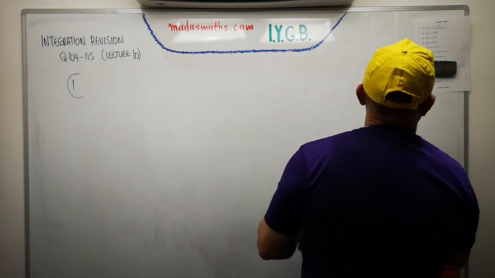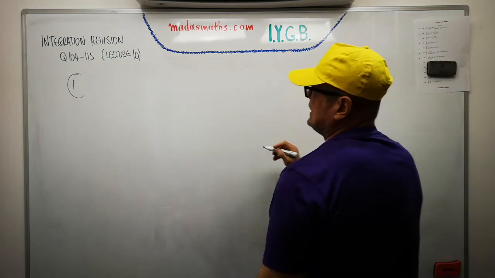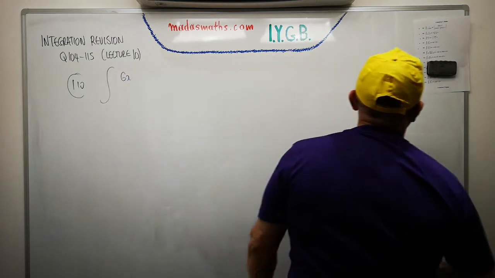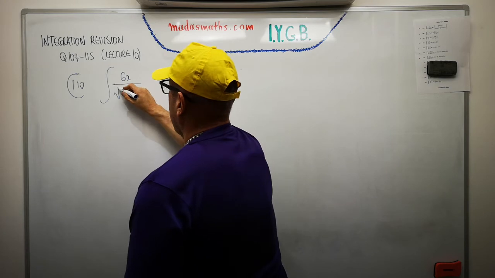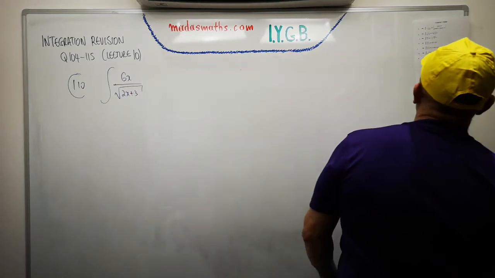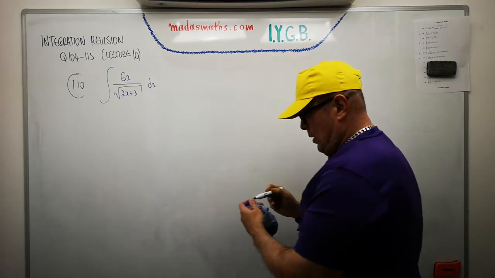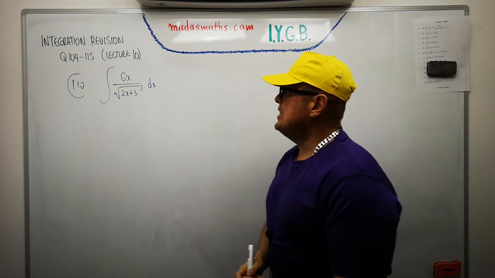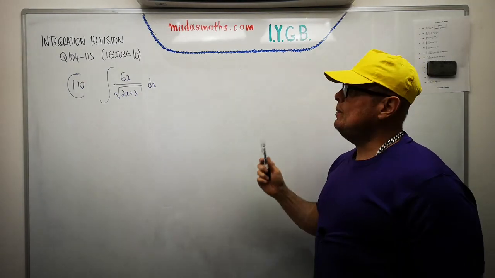Okay, number 110. Number 110 is the integral of 6x over the square root of 2x plus 3 dx. Checking if it's correctly written. Yes, it is. How can we do this particular integral? It's not bottom differentiation to top, no partial fraction, no trig identities. You can actually do integration by parts.